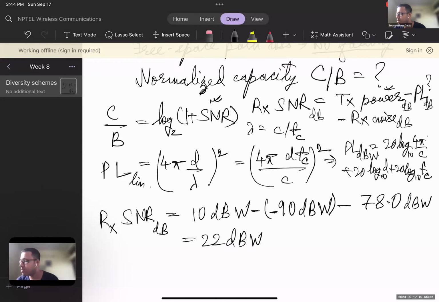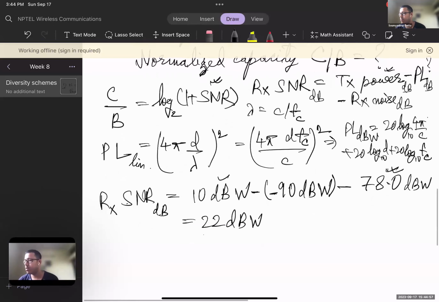So firstly, this is the transmit power, and it suffers path loss, quite significant path loss, and then it also faces some receiver noise. So overall, whenever we are computing SNR, we are subtracting the noise, right? We are comparing the signal to noise ratio. So that here comes out to be 22 dB watt. And 22 dB watt in linear scale, the value is 10 to the power 2.2.